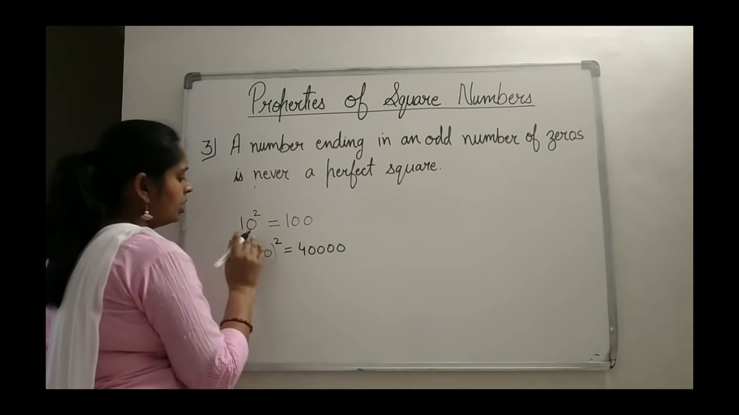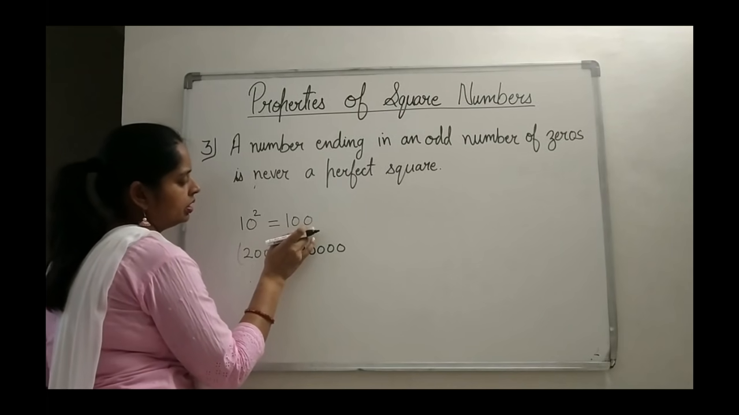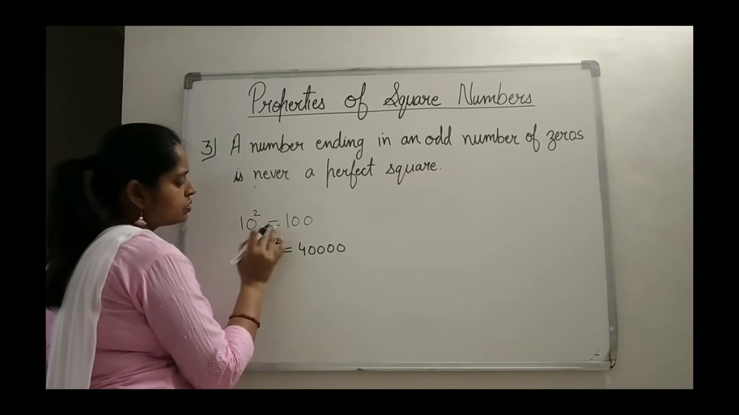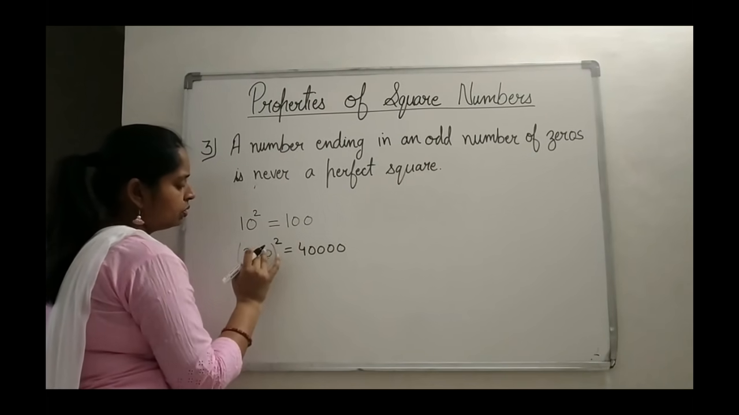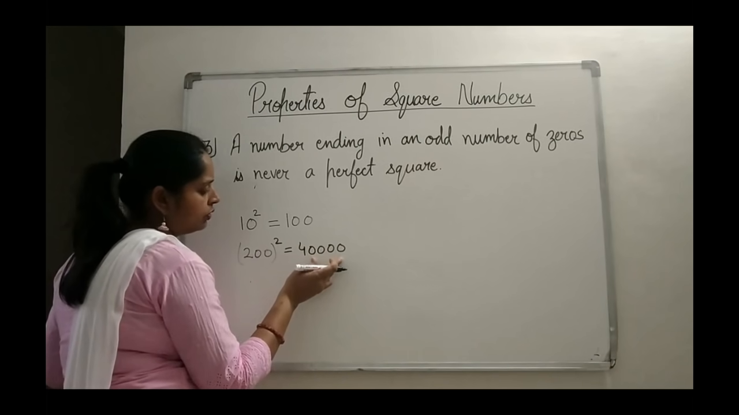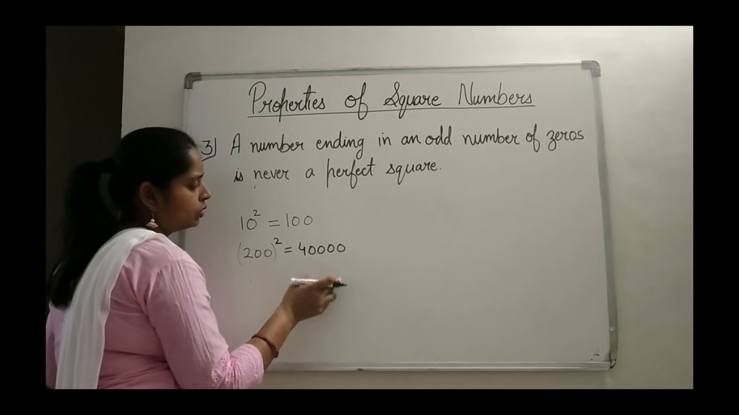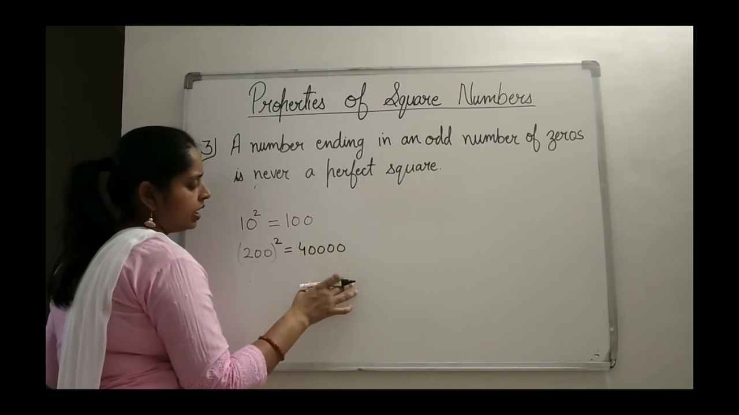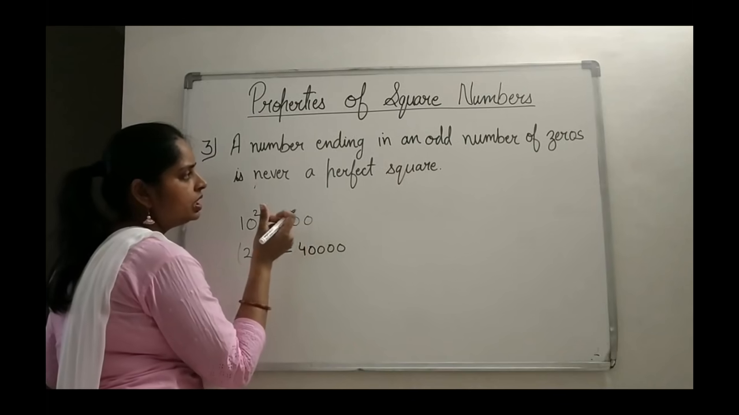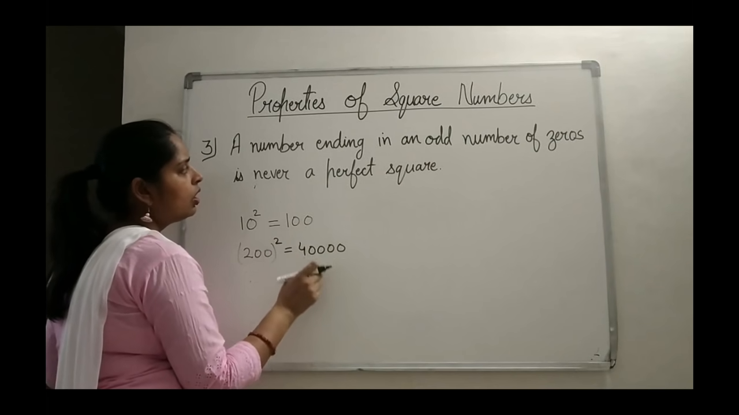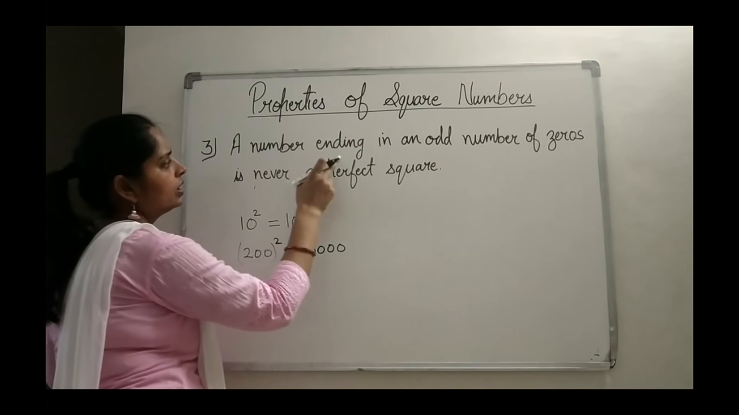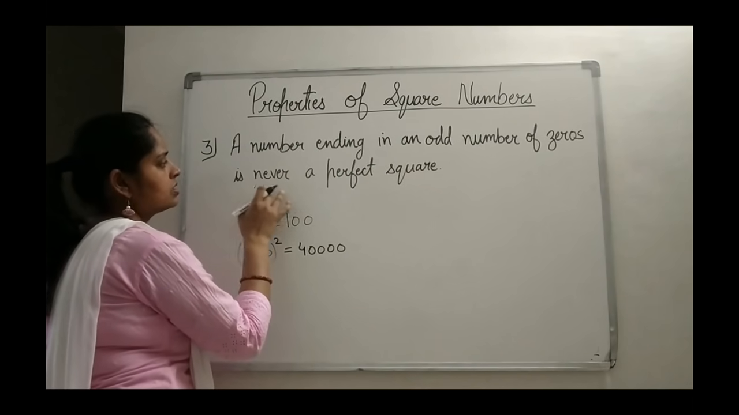So every time the number of zeros will be double. If 1 zero is there, in the answer I have 2 zeros. If I have 2 zeros, it will be 4 zeros. If I have 3 zeros, it will end in 6 zeros. So in every square number, the number of zeros will be even. It will not be odd. Hence, a number ending in an odd number of zeros is never a perfect square.